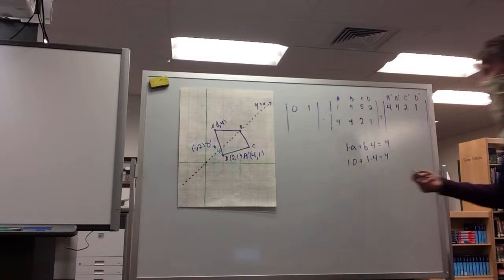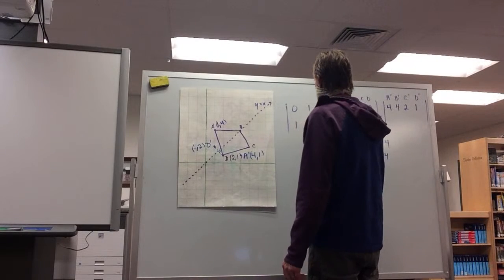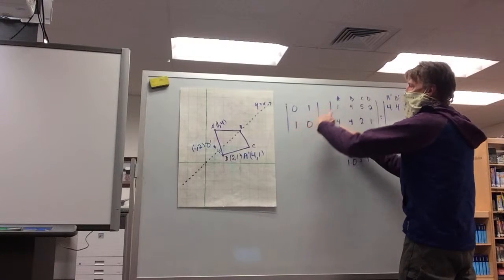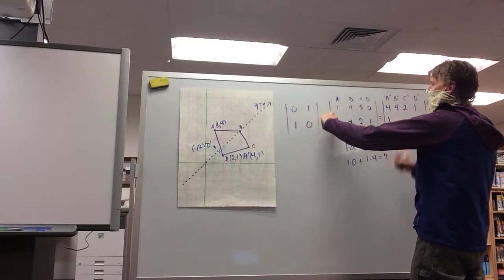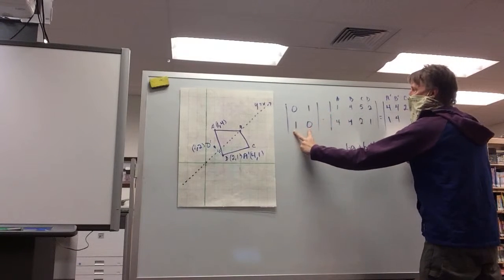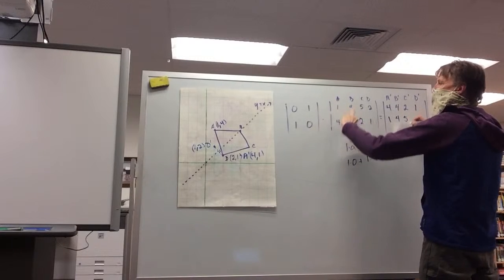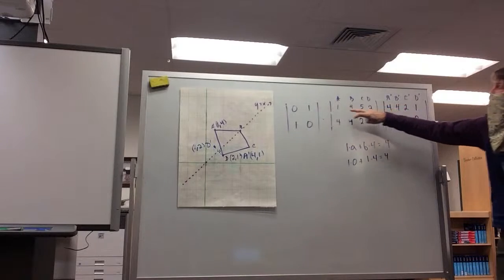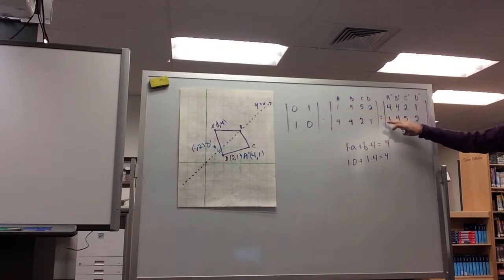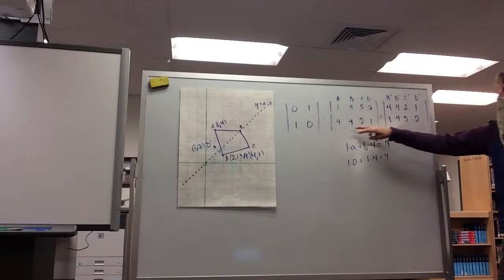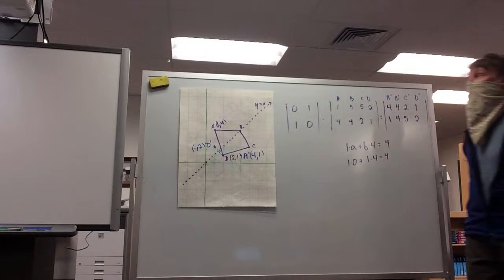1 and 0. So if you take 1 and multiply it by 1, and 0 times 4, this becomes a 1. And this becomes a 4. And this becomes a 5. And this becomes a 2. So what we've done is we've taken all of these x values, 1, 4, 5, and 2, and we switched them to become the y values. And we take all the y values and we switch them to become the x values.